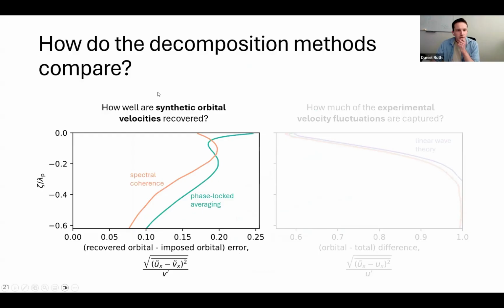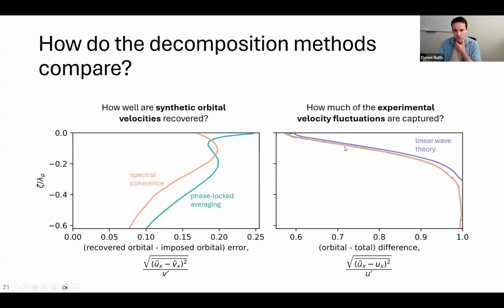All right, so we can first compare how this phase locked averaging compares with the spectral coherence by looking at how well it recovers the synthetic orbital velocities that we impose. Again, with the synthetic data, we know what the so-called true orbital velocity should be. So we can look at the mean difference between what we recover with the method and the imposed ground truth, and we see that both methods perform pretty similarly.